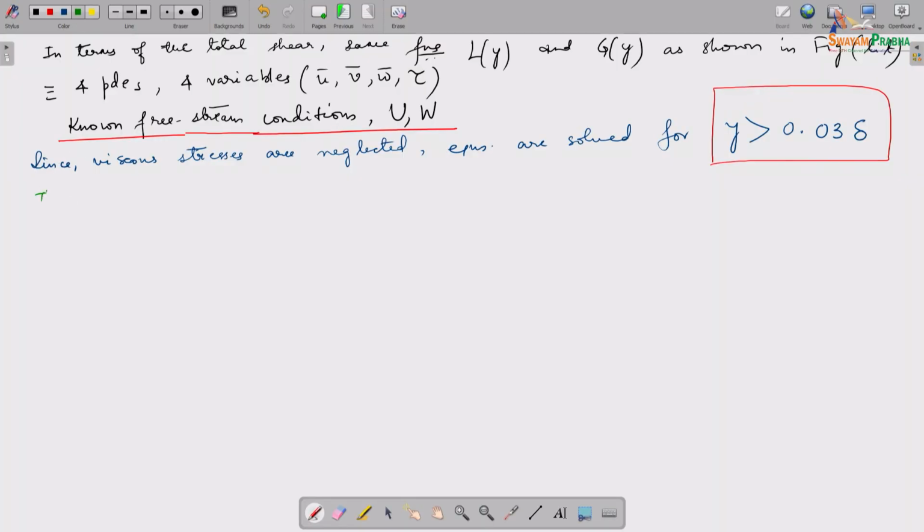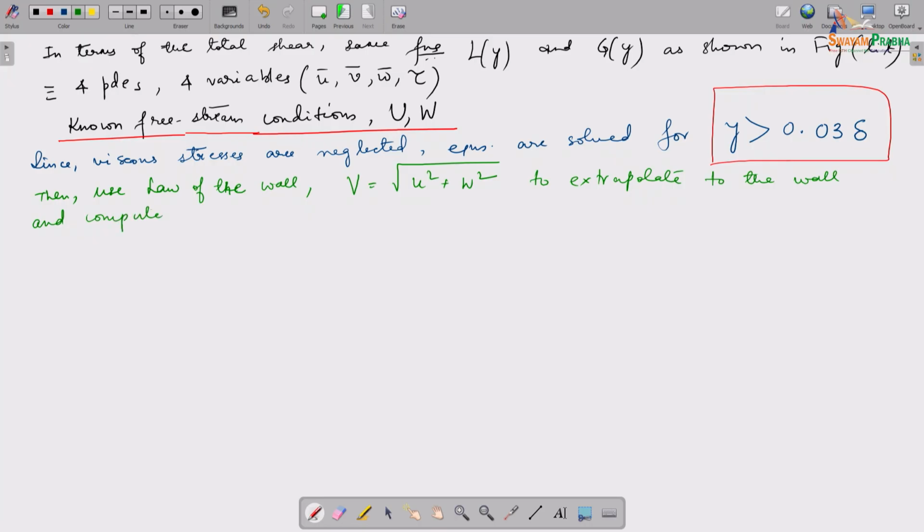So, the next thing you do is use the law of the wall, which is V equal to the square root of this, to extrapolate to the wall and compute the surface shear stress. Well, sounds like a plan, but no.